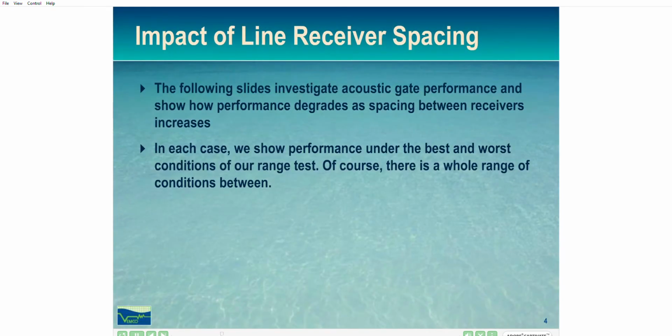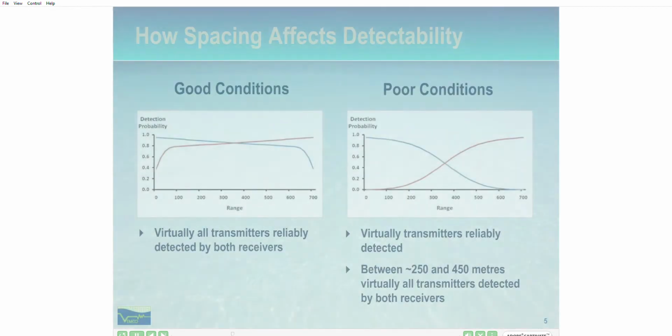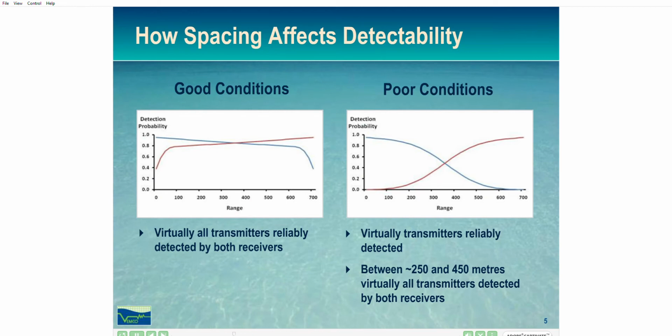Given the example range test data that we have just shown, it should now be possible to model the effect of receiver spacing on the ability to detect passing fish and be able to determine appropriate receiver spacing. When doing this, one should investigate detection performance in good and poor conditions. Here we show an example of range data during good and poor conditions.